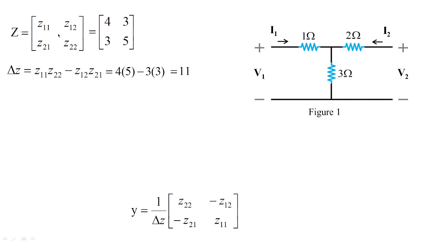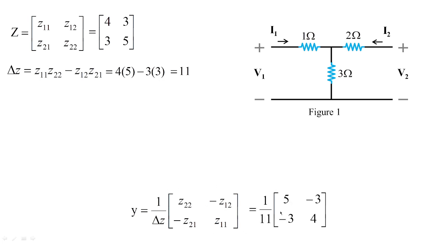Just replace the parameters of impedance, that is, applying the inverse to this matrix. I am going to get 1 by delta Z. So Z11 is replaced by Z22, Z12 is replaced by minus Z12, Z21 is replaced by minus Z21, and Z22 is replaced by the cofactor Z11. Now, since I know these values, I am directly applying the values to this formula.